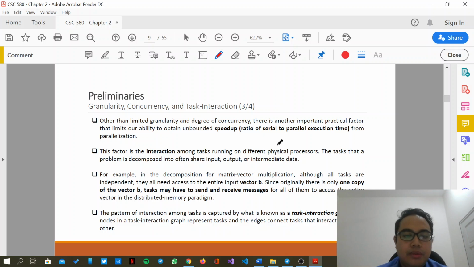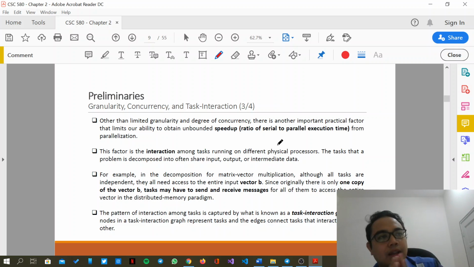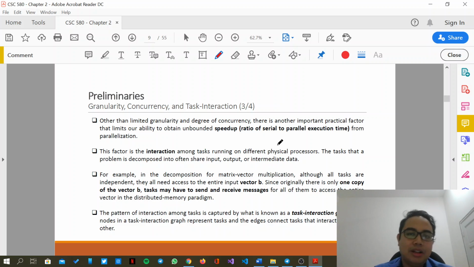For example, in decomposition for matrix vector multiplication, although all tasks are independent, they all need to access the entire input of vector B, meaning they are the shared input. Since originally there is only one copy of vector B, tasks may have to send and receive messages for all of them to access the entire vector in the distributed memory paradigm. Kalau dalam distributed memory, dia tak share memory. So meaning setiap proses kena simpan satu vector B. Yang ni yang kita kata walaupun dia actually share, tapi untuk kita tak nak ada interaction between them, kita letak terus setiap satu tu dalam satu proses. The pattern of interaction among tasks is captured by what is known as the task interaction graph.